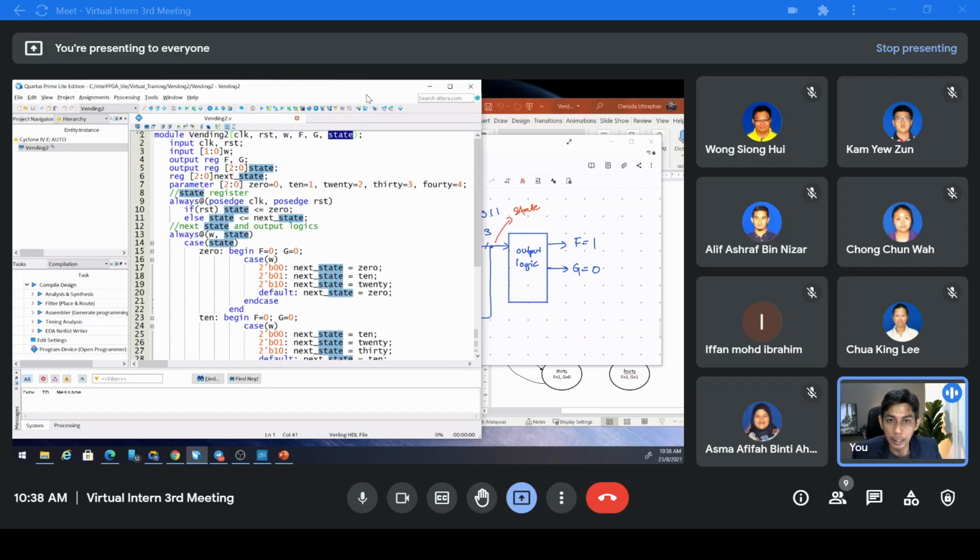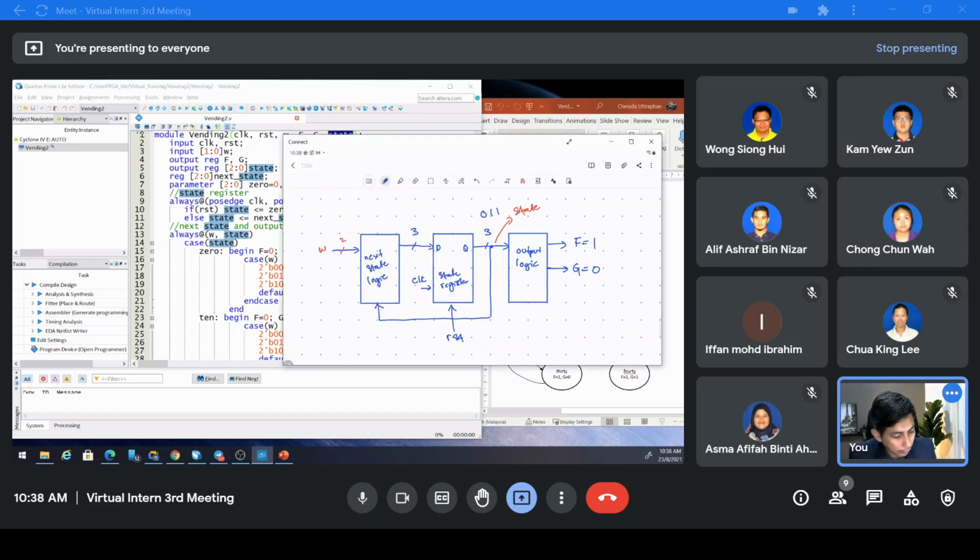In this case it means that I have the connection here, connected to the output called state, so that I can observe the state in the simulation later on. So this is just for simulation purpose. I want to see, for example, at state 1 what happened, at state 2 what happened, and so on, right?